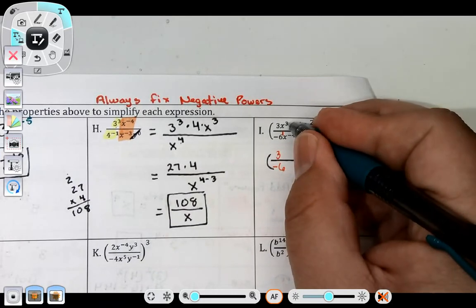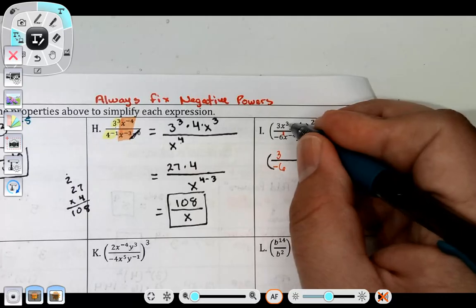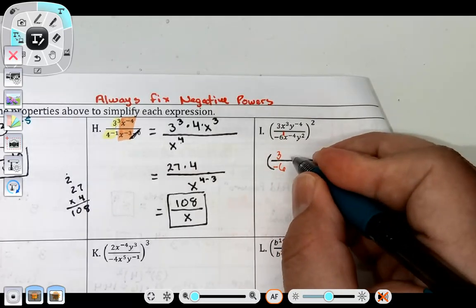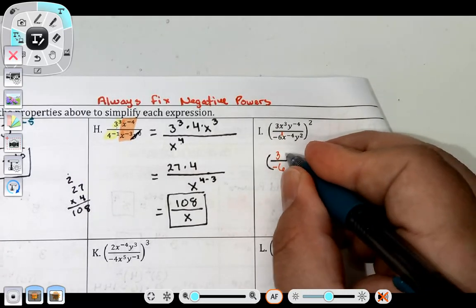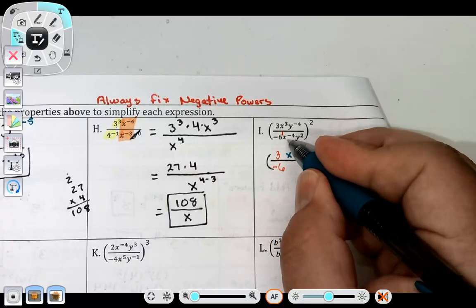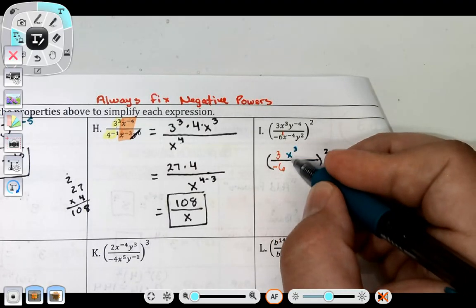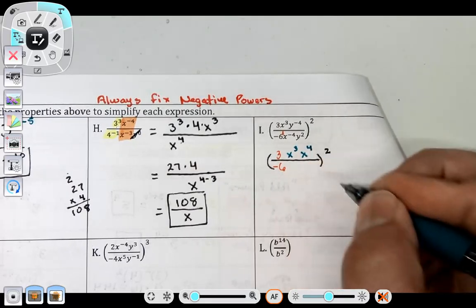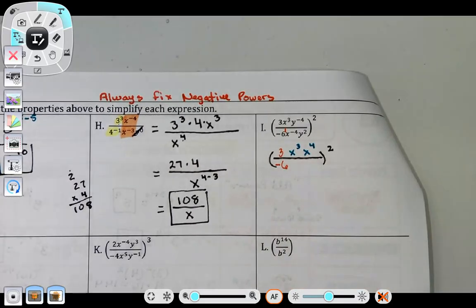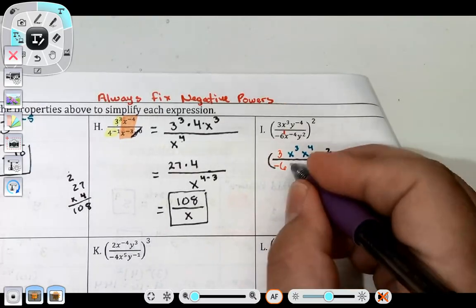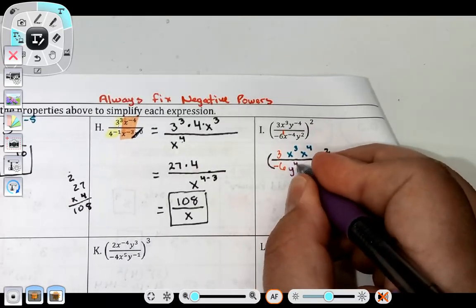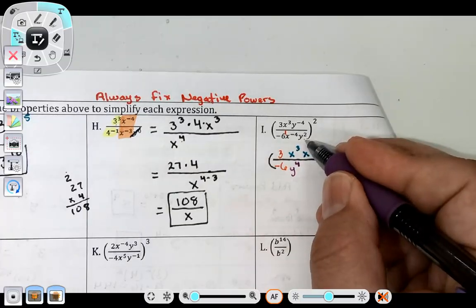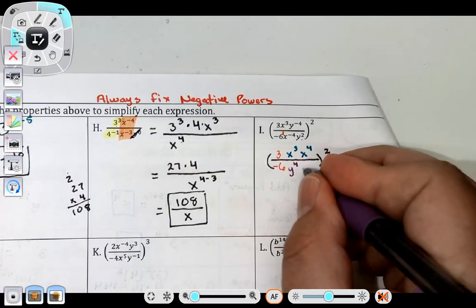Does x to the 3 have a negative power? Then where is it going? Or where do I write it? On the top. You don't mess with it. Does the x at the bottom have a negative power? Then where's it going? To the top. Okay, put it to the top. All right, what about the y? Does the y have a negative power? Yeah, so where's it going? To the bottom. And does the other y down there have a negative power? Oh, then leave it alone.